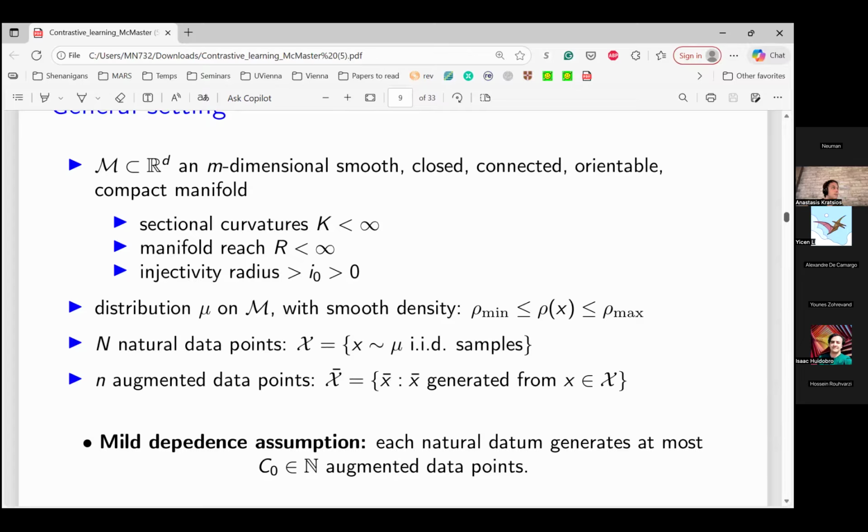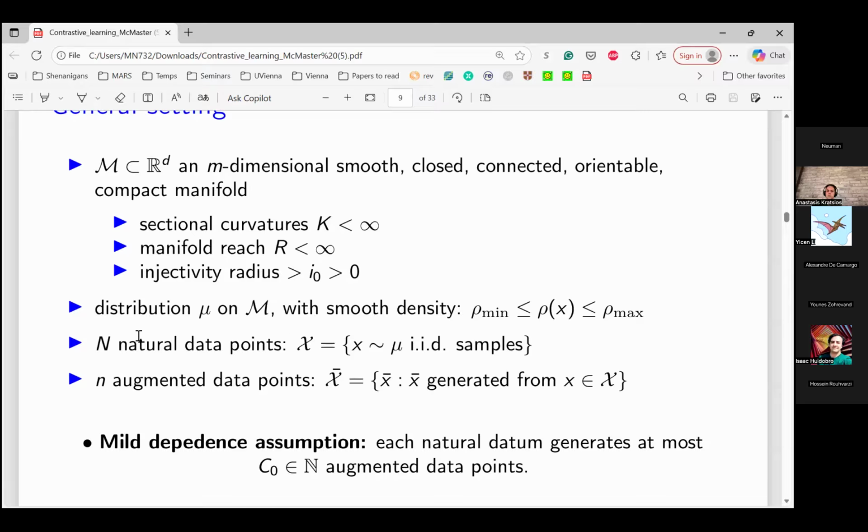All right, so now we talk about the sampling distribution. There exists a sampling distribution that you can sample points from, and it has to have a smooth density, so that the density is positive, bounded below and bounded above. So rho min and rho max here are both positive.